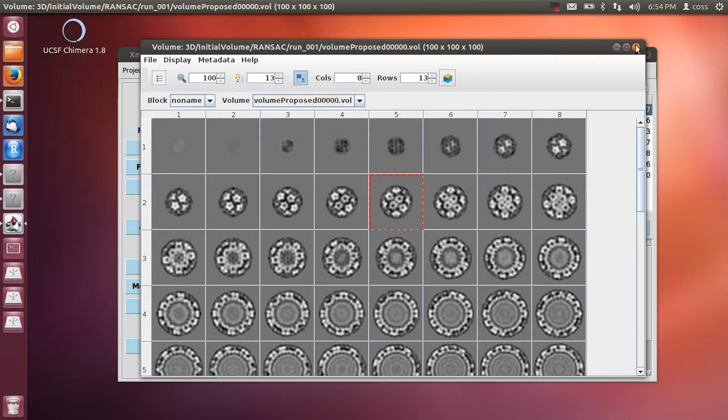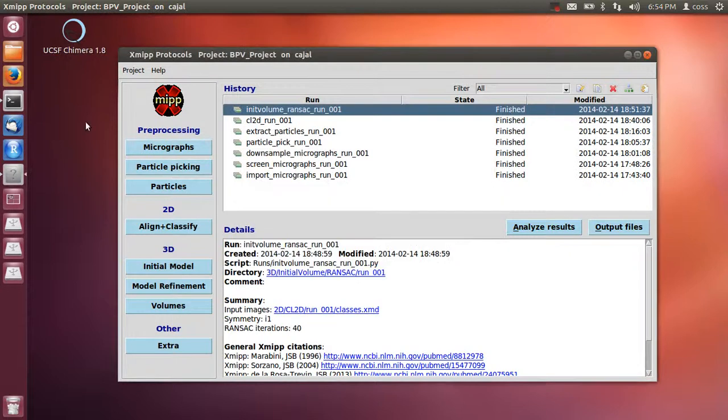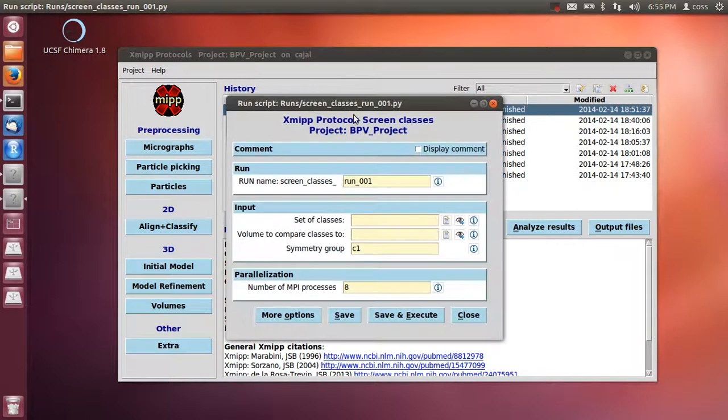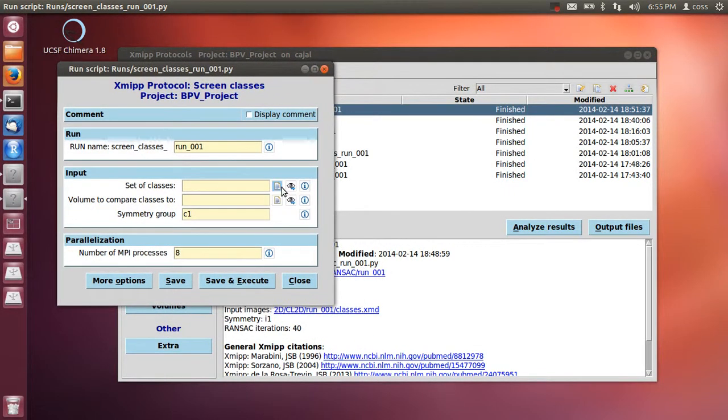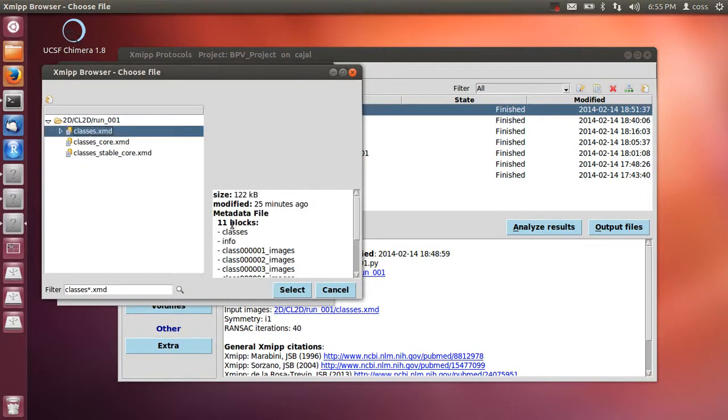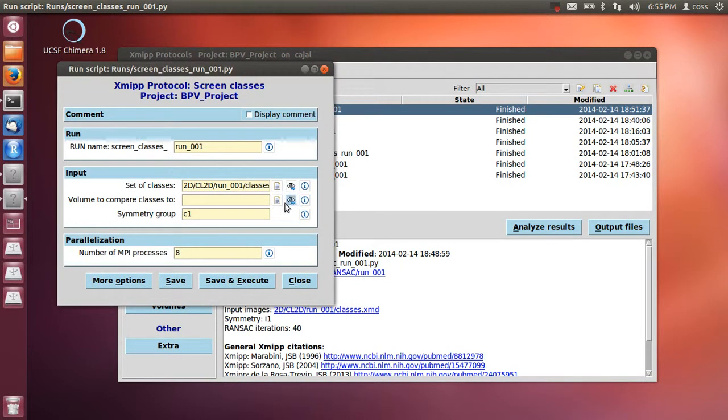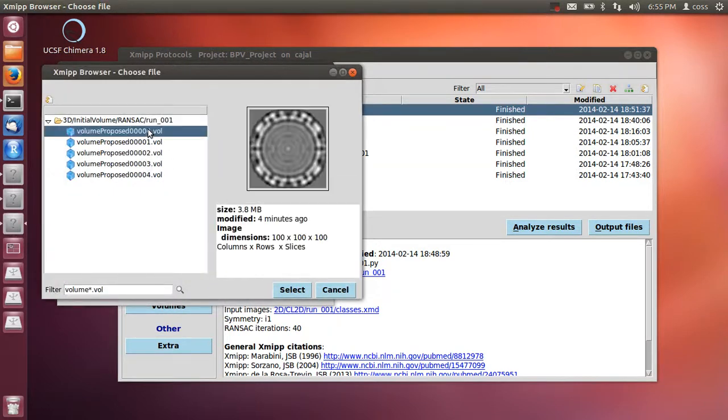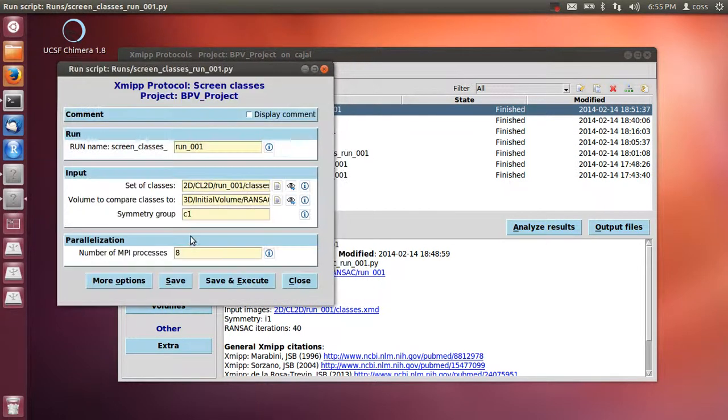Okay, so one typical step at this point is to compare the classes with the volume, just to check whether the volume is good or not. So we go to the classification part and we do the screen classes. Okay, so in the screen classes, what you have is a set of classes, let's say those classes there. Now you want to compare them to this proposed volume number 0.